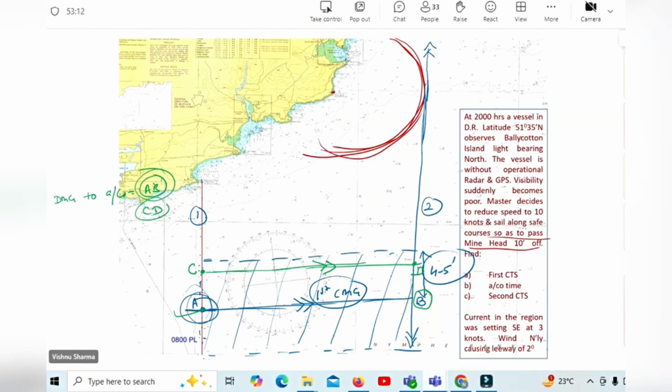That's all. So now, guys, if I know the first CMG AB, I know I have wind, I have current. To get first CTS, will I counteract them or will I allow them? Counteract. And if I have to counteract, what do I counteract first? Correct. So it is back to your knowledge of triangle and current. So you counteract current first. Where do you apply current? You'll apply at A or B? A. Point A. So current is setting southeast. So I draw a southeasterly current.